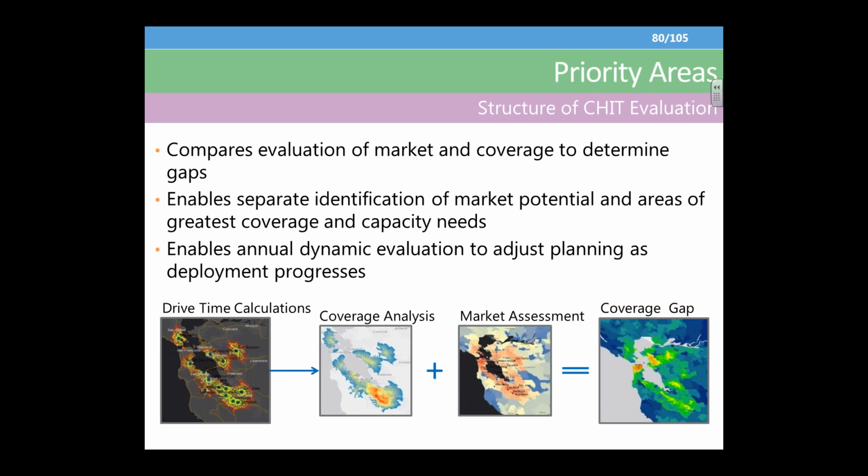So the way we perform this evaluation, again, is we compare the evaluation of the market and the coverage to determine the gap. We can look at market potential separate from just the areas with the highest need, which allows us to do this annually and adjust our planning as deployment progresses. So we move from those drive time calculations, that Tiger ITN we talked about earlier, translate that into a coverage analysis, put together our market assessment based on the factors we just discussed, and we come up with a gap.